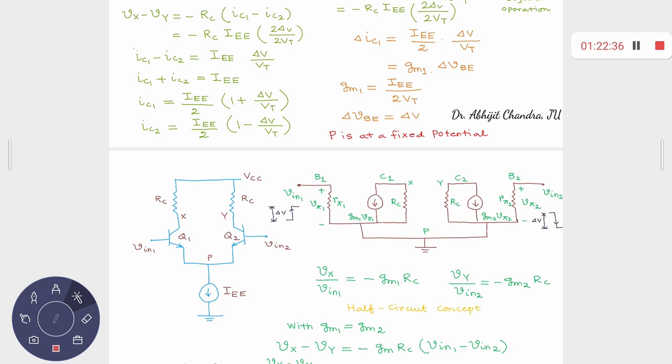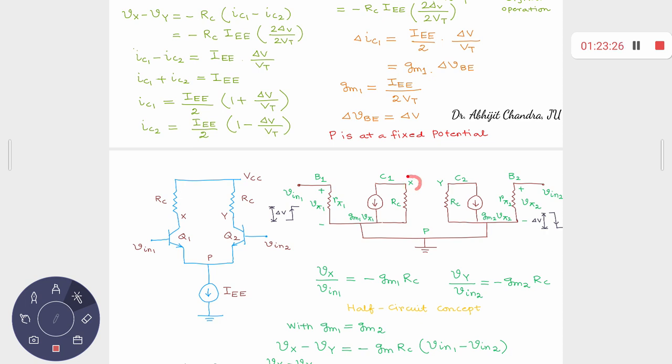If you just go grounded to the bipolar, you can always apply the bipolar model. It doesn't matter whether the emitter is connected to ground or not. So this is V pi 1, and over here you have applied the input plus delta V change. That is the left hand side. Right hand side: base 2, emitter 2, you have R pi 2, and collector 2 to emitter 2, you have gm2 V pi 2. Collector 2 to AC ground, you have RC. Since emitter 2 is connected to point P, which is at AC ground, I can directly connect this RC from collector 2 to AC ground.